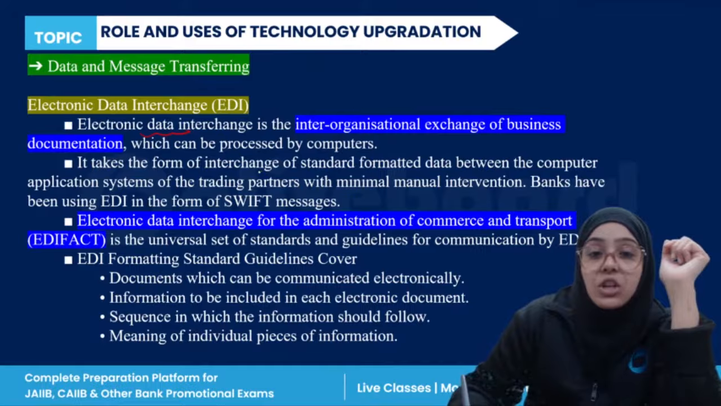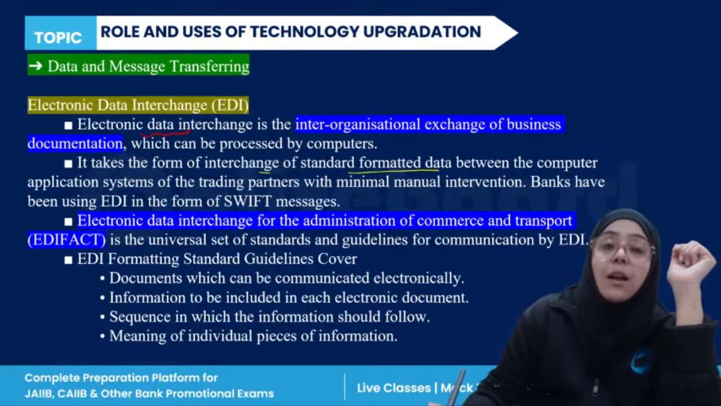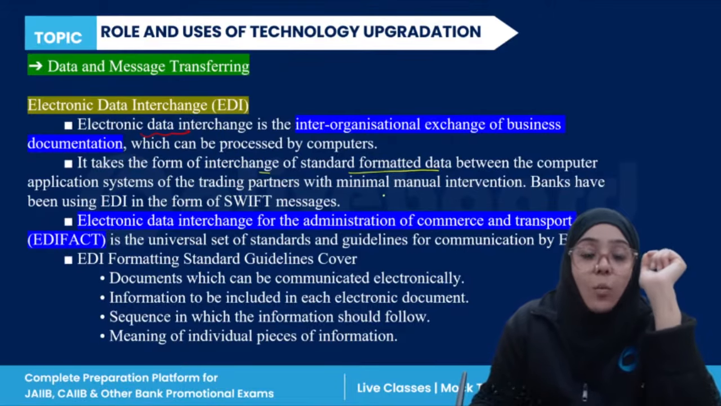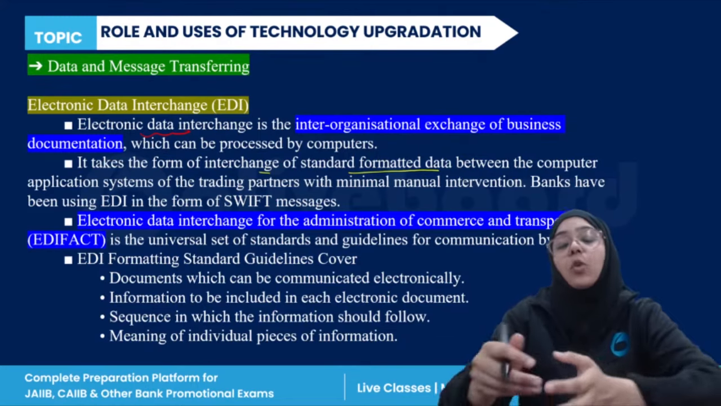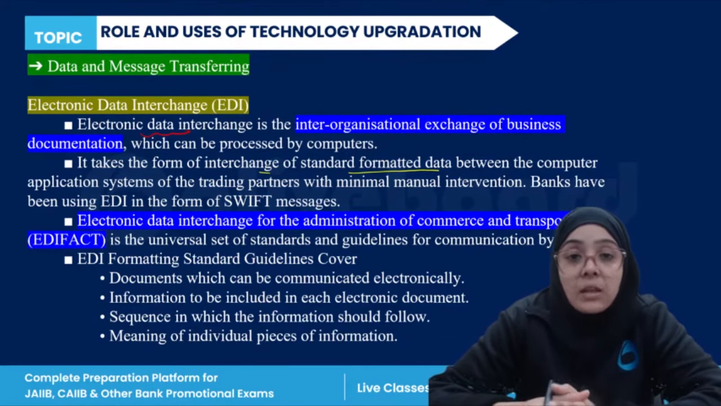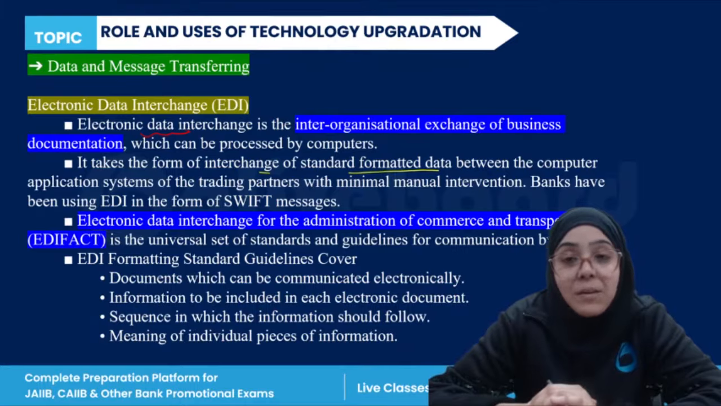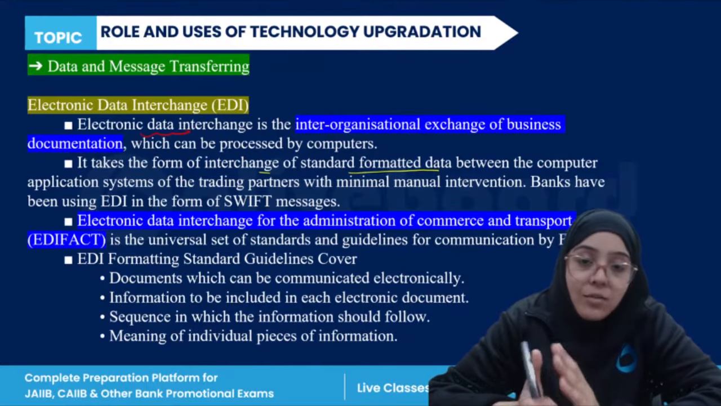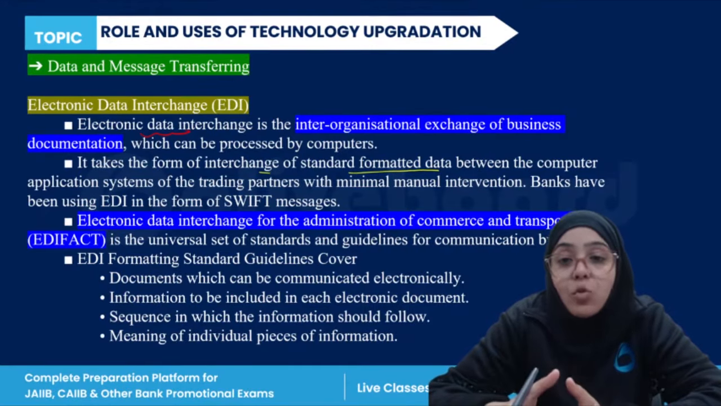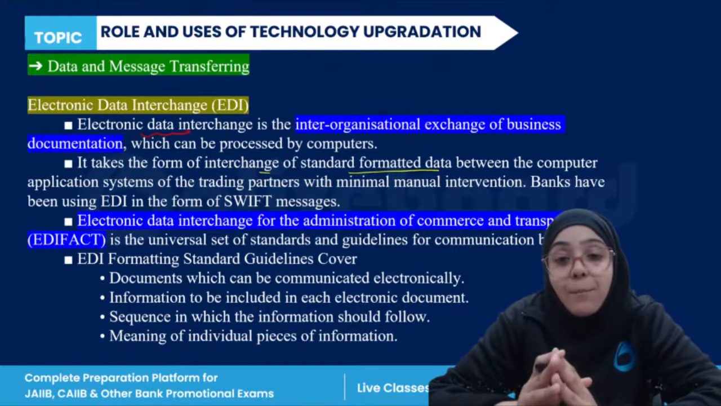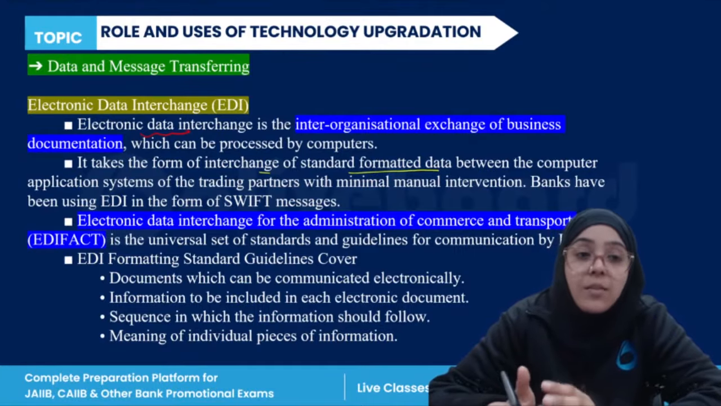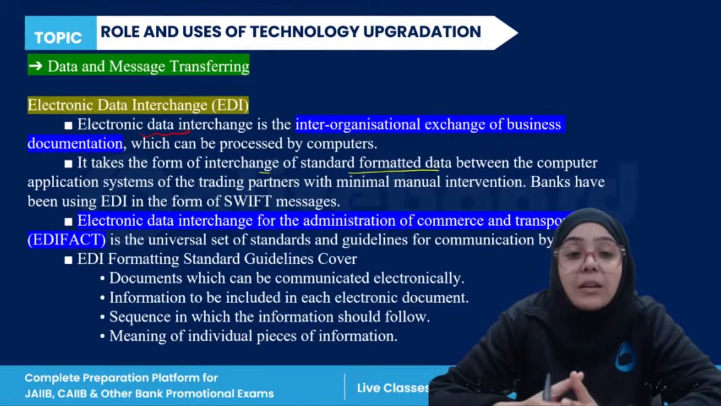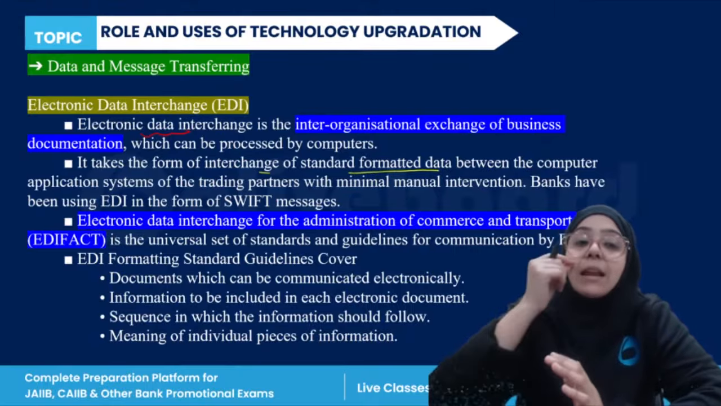It takes the form of interchange of standard formatted data between the computer application systems of the trading partners with minimum manual intervention. So in this electronic data interchange, EDI system, there is inter-organizational exchange of business documentation but without the use of manual power, right? So it is with the very minimum manual intervention. When the computers are exchanging standard formatted data, and it is inter-organizational, then it is known as EDI system.